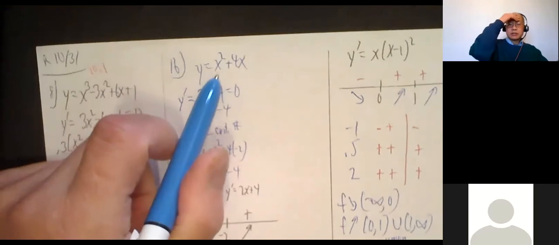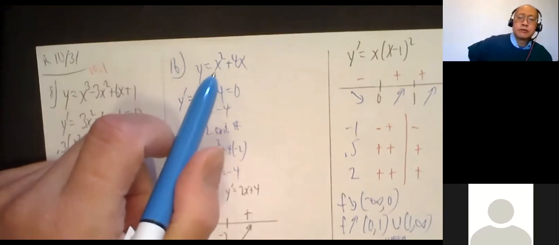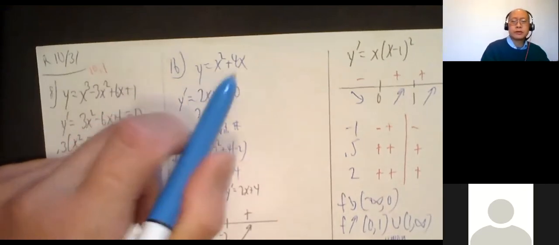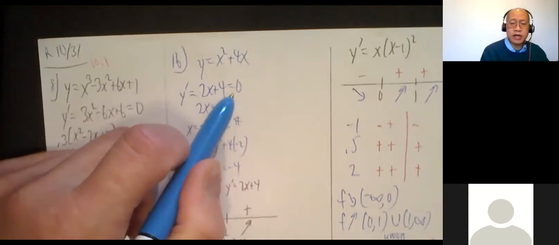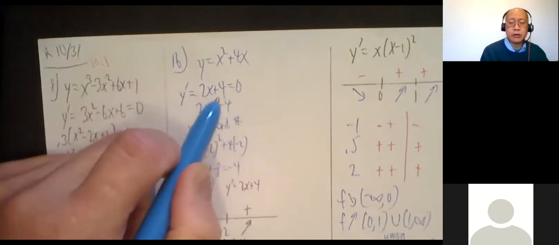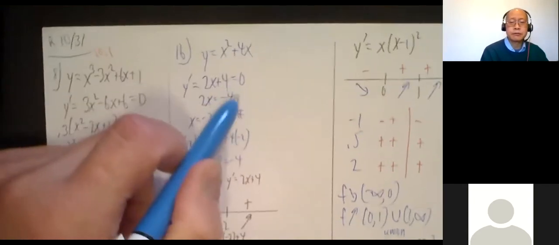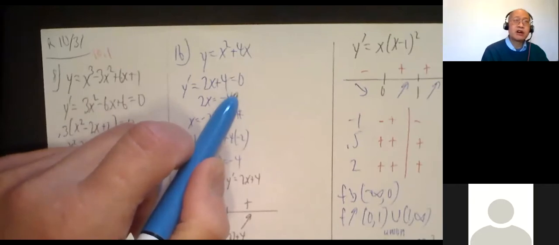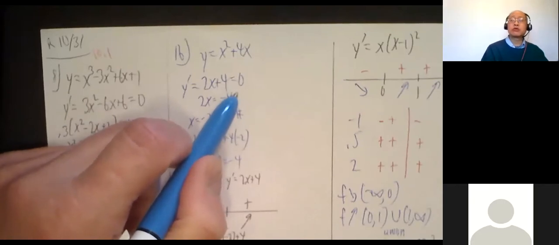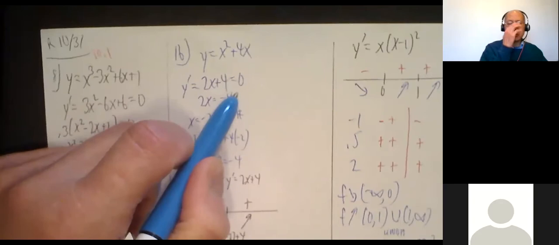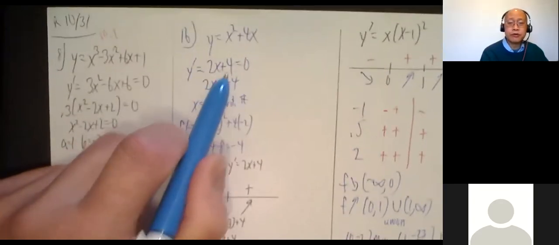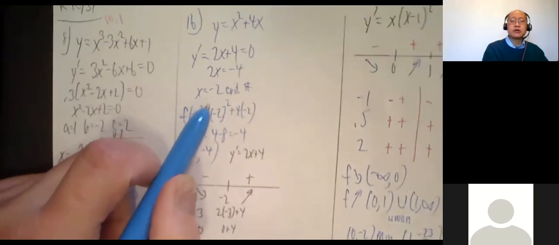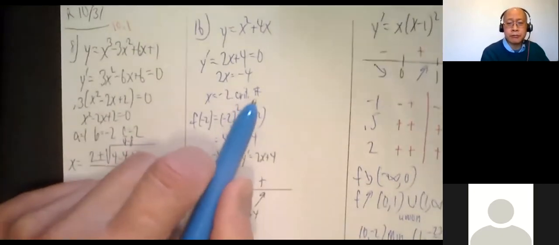X squared plus 4x. Take the derivative. 2x plus 4. Set it equal to 0. Yes, technically I have to say when is it undefined, but 2x plus 4 is always defined. There's no trouble spots. When is there a trouble spot? Well, if you're dividing by 0 or taking the square root of a negative, maybe. But we'll worry about it when it comes to that. Simple algebra, subtract 4, divide by 2. X equals -2. That's called a critical number.